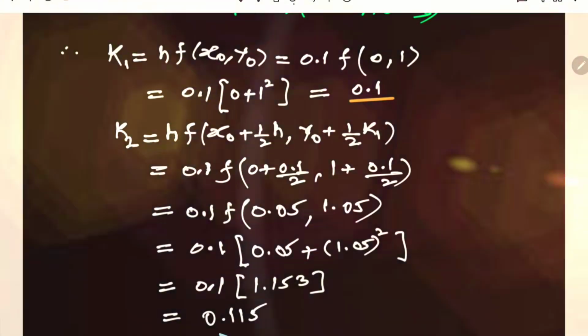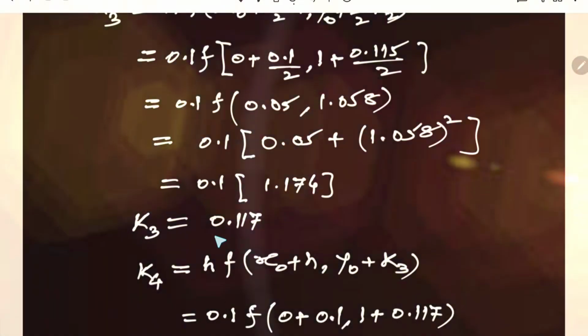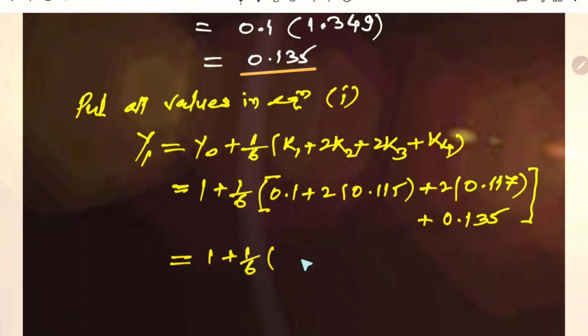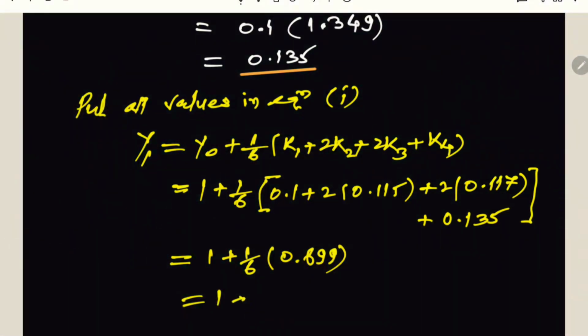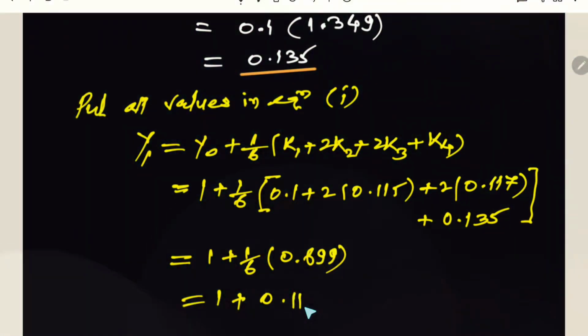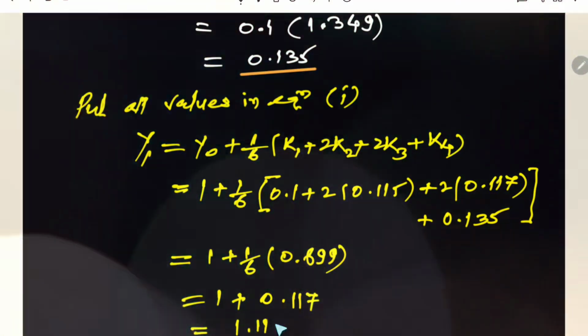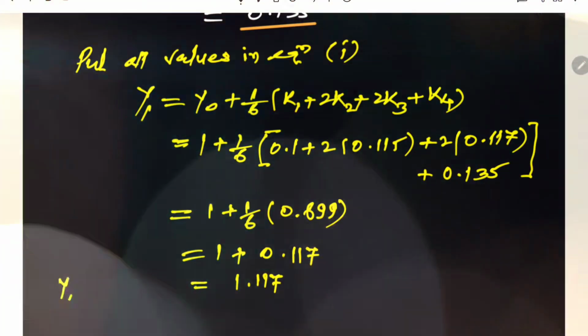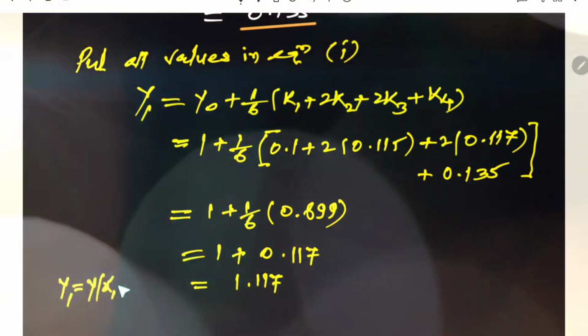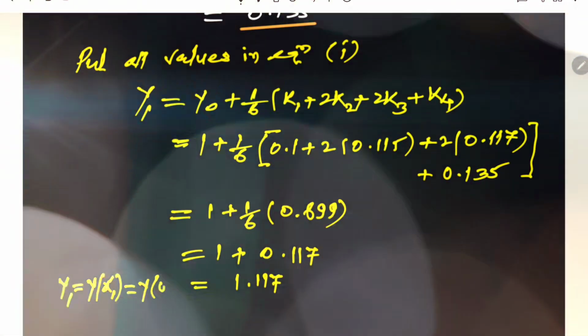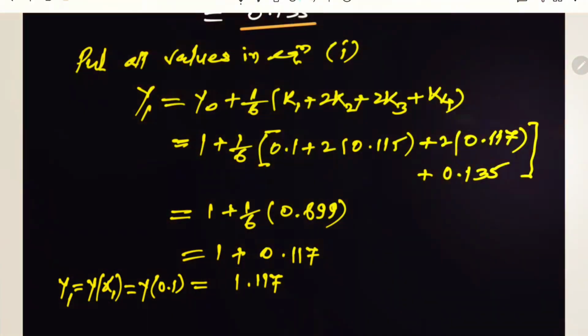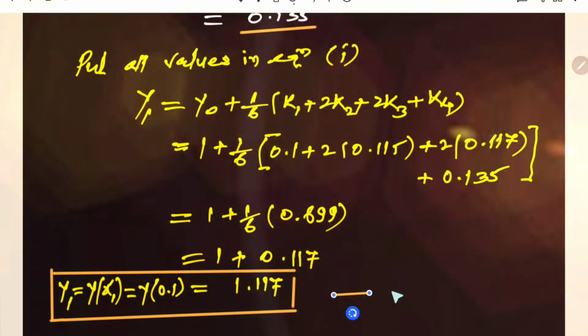And then after getting all these values of K1, K2, K3, K4, we substitute it in equation 1. Therefore, y0 is 1 by 6, K1 plus 2K2 plus 2K3 plus K4. Sum of that is 0.699 into 1 by 6. We get that term as 0.117 plus 1. Value is 1.117. This is nothing but y at x1. But x1 is 0.1. Therefore, y at 0.1 is 1.117, a first value. We call it equation number 2.